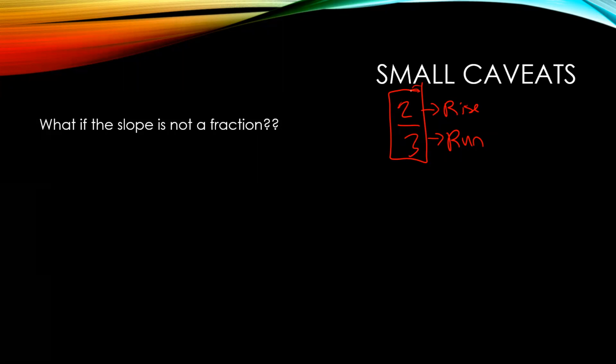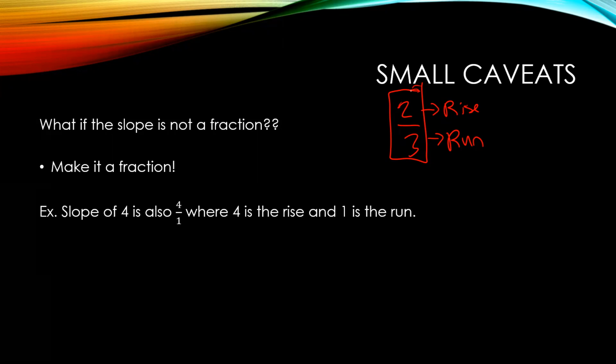But if it's not a fraction, then you can make it easier for yourself. Simply make it a fraction. So for example, if I have a slope of 4, I can easily write 4 as a fraction by putting 4 over 1. And then it's clear that this is my rise and this is my run.